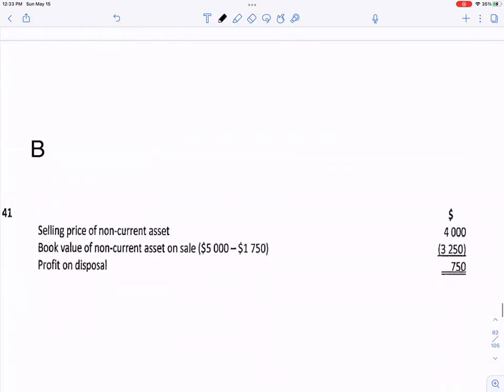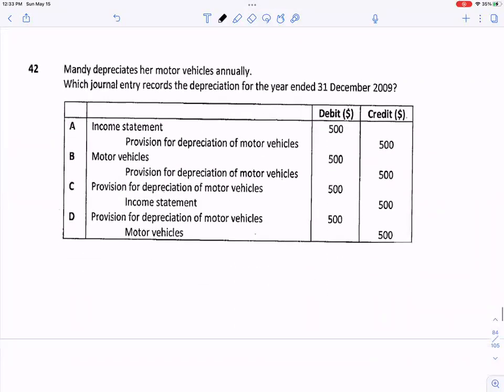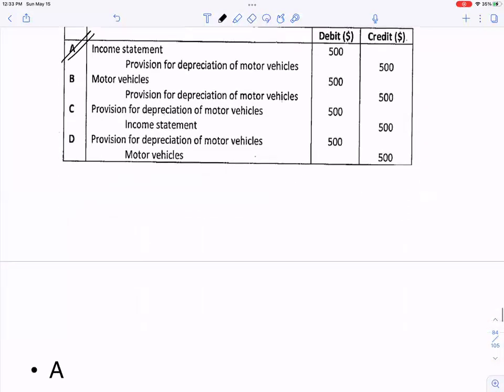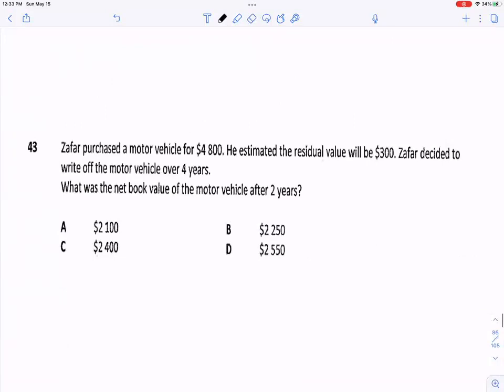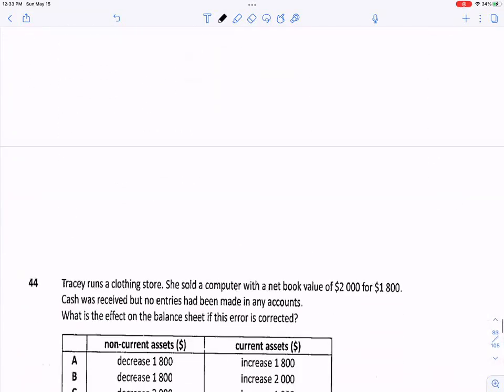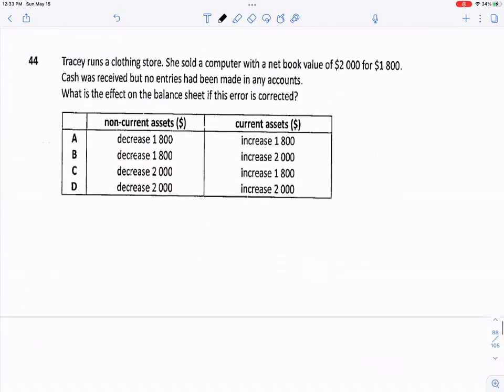Now this, I think profit or loss on disposal is very clear with us. Come on, do this one. What is the journal entry to record depreciation? A. Income statement debit, provision for depreciation credit. Remember that. I think this is also okay. Try this one.